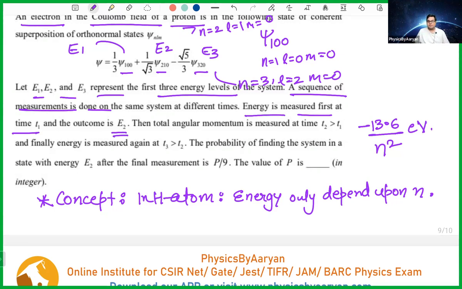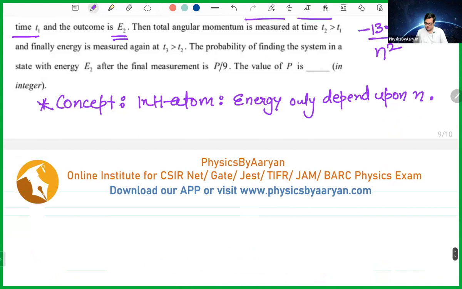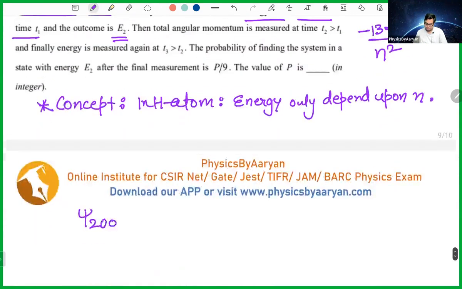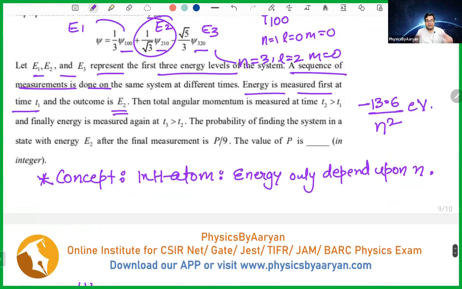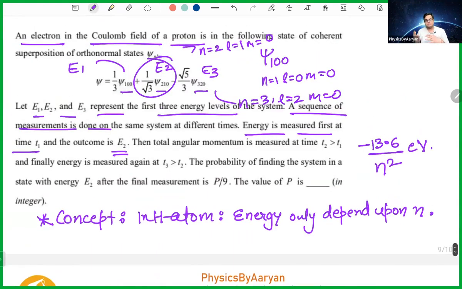So it means after the measurement, my system will occupy this state. So now my system is in phi 2 0 0, sorry, 5210. Because if I am getting the energy E2, it means before the measurement, my system was in all the three states. But once I do the measurement, I just get one of the three values.